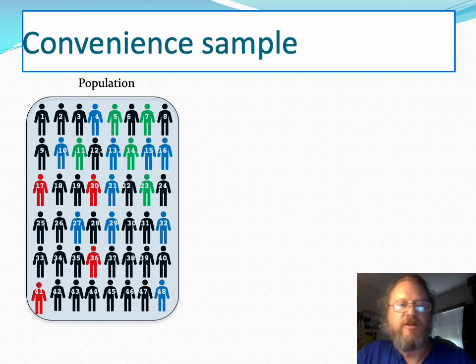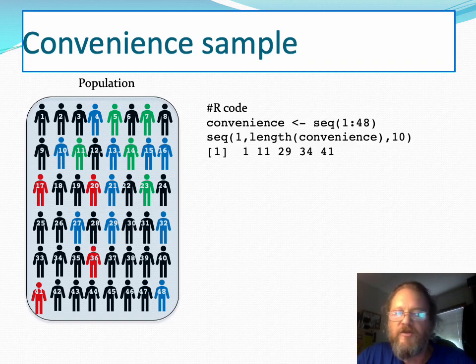So let's demonstrate a convenient sample. Well, what would be convenient? I could take an individual from every row. Since I want a sample size of 5, I'll take one from every row, or something close to that. So here's an example. I set up my convenience sample of 48 individuals, and here's the code for drawing out one every 10. And this was the sequence I got.